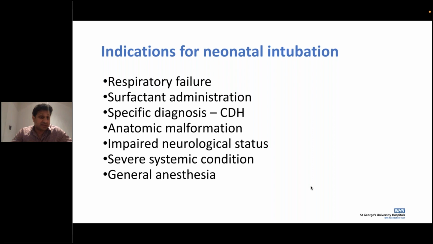Systemic conditions like sepsis, or a general anesthetic in a patient who needs to go to theater, of course need intubation for the management of this condition.